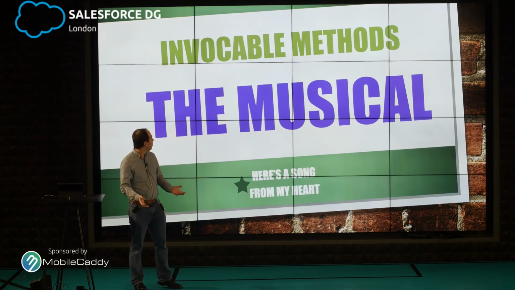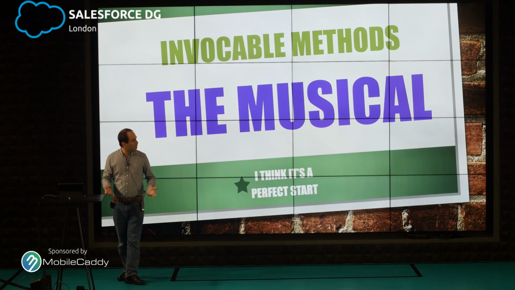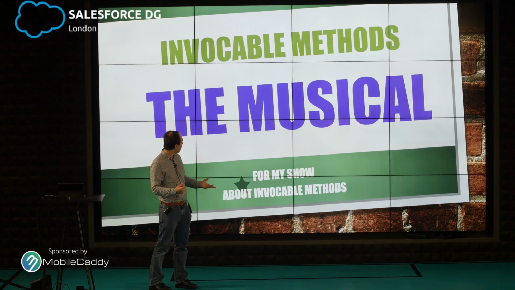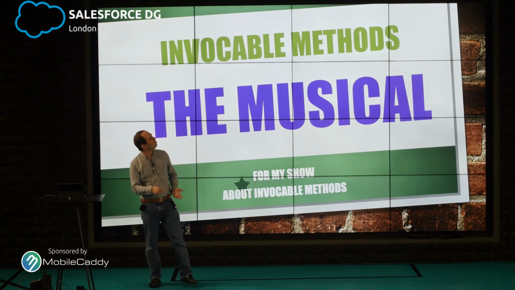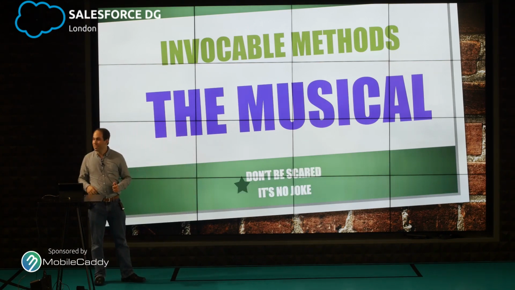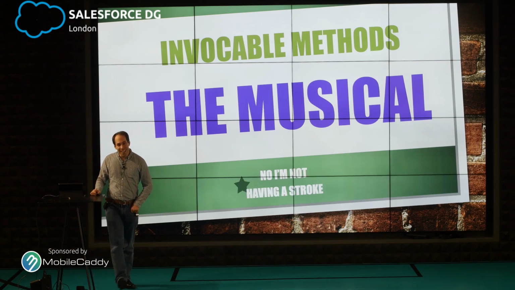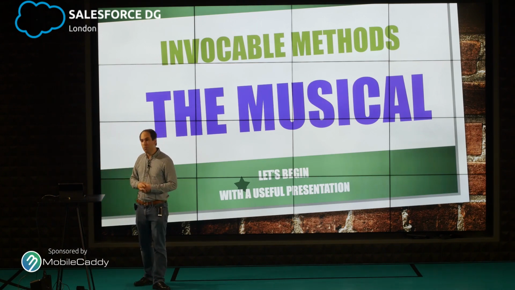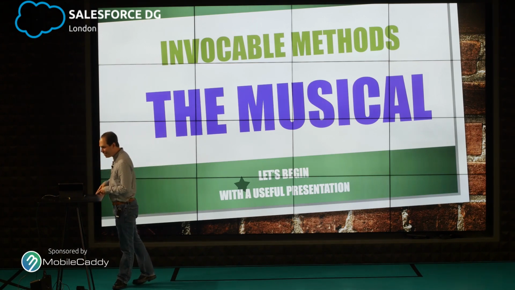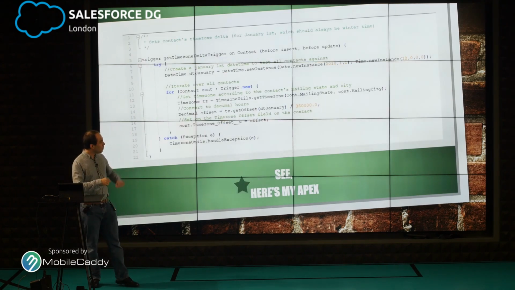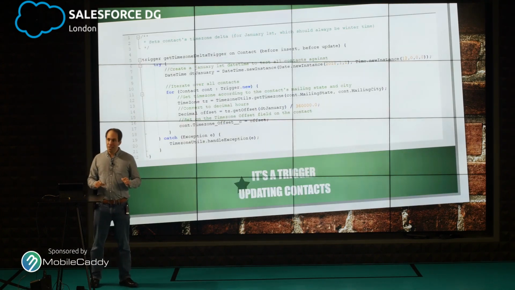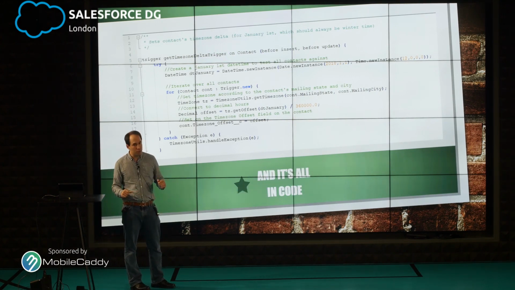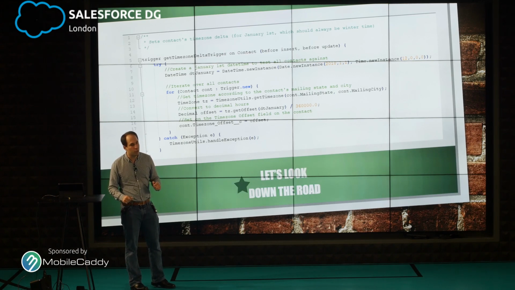Here's a song from my heart. I think it's a perfect start for my show about invocable methods. Don't be scared, it's no joke. No, I'm not having a stroke. Let's begin with a useful presentation. See, here's my apex. It's a trigger updating contacts, and it's all in code. But let's look down the road.